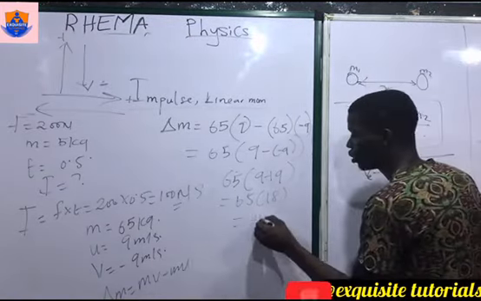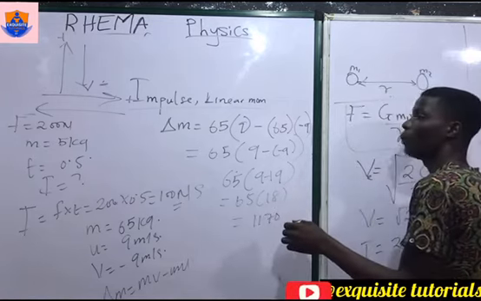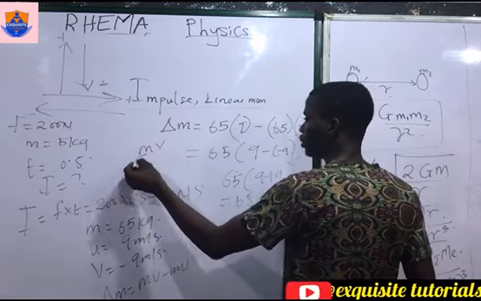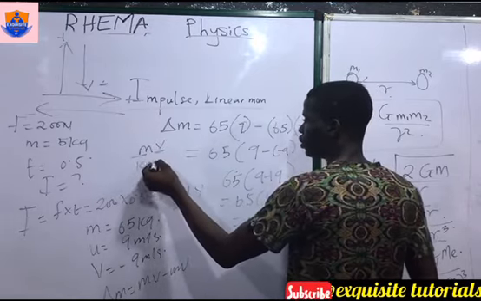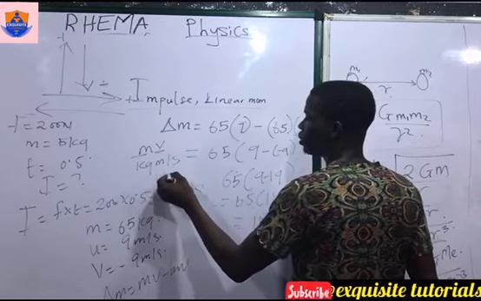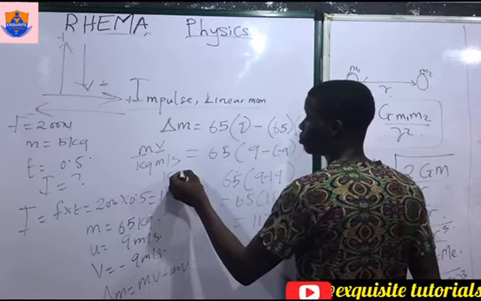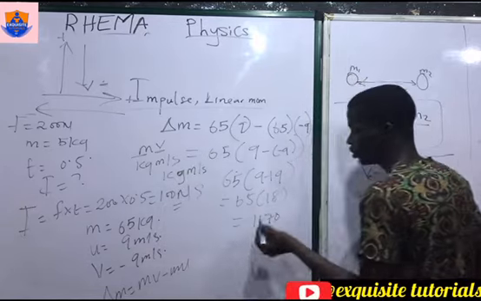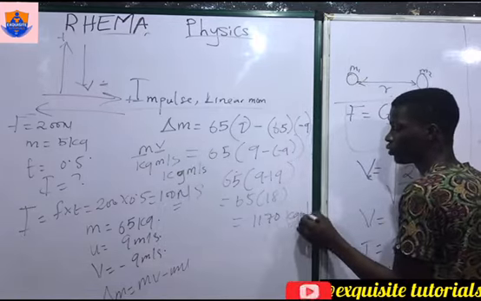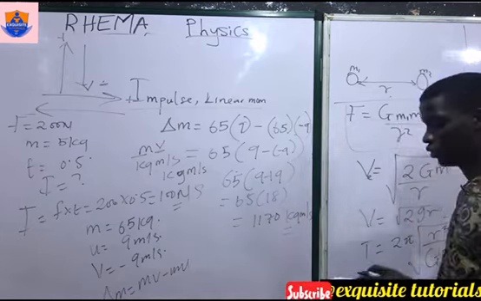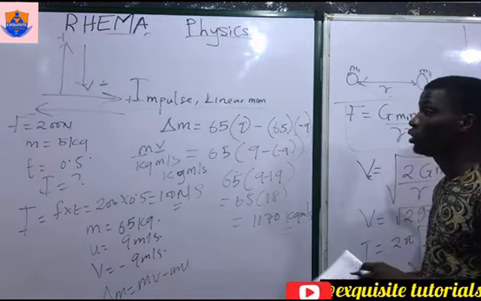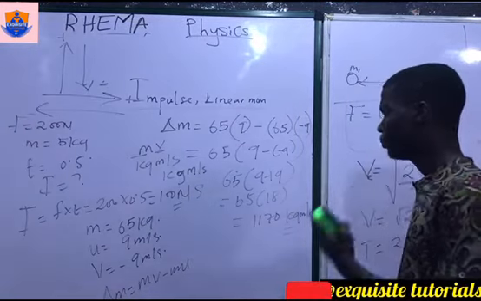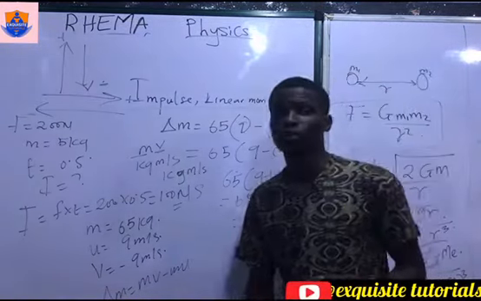you'll have 1170. Take note, momentum, like I said, is the product of mass times velocity. Mass is measured in kg and velocity is measured in meters per second. So the unit of momentum is kg meters per second. So now the next one I'll be taking is expansivity. Let me give a recap on that part.